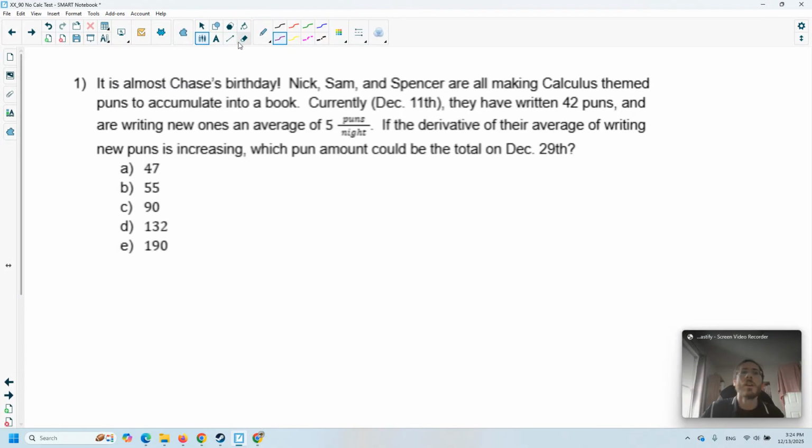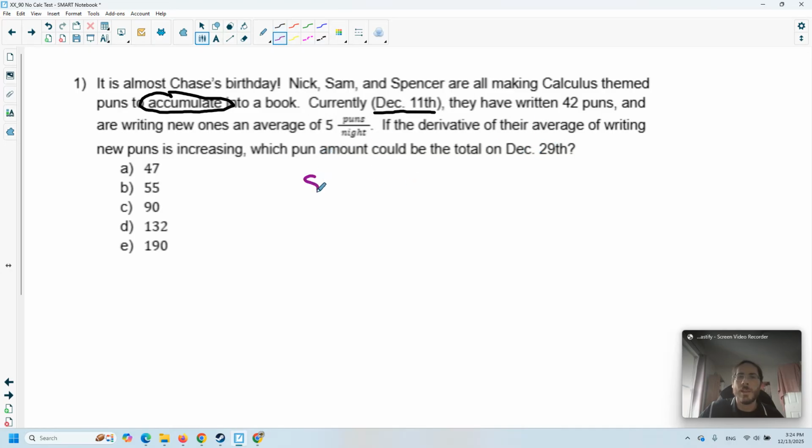Down there, for multiple choice, first one: since it's almost Chase's birthday, when we took the test on December 11th, we have 42 puns from Nick, Sam, and Spencer. So good job writing those puns. And we're going to write new ones. Currently, they're writing new ones at an average of 5 puns per night. So the derivative is increasing. So what pun amount could be the total on December 29th?